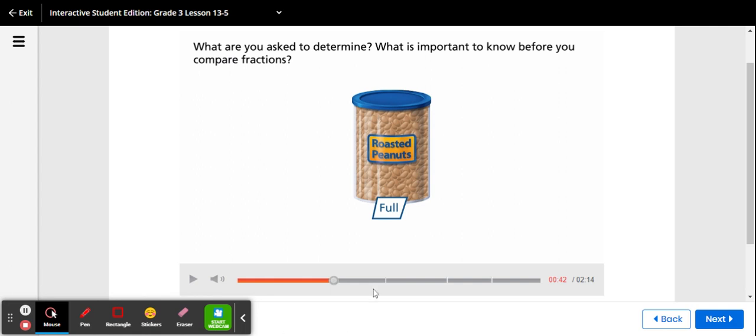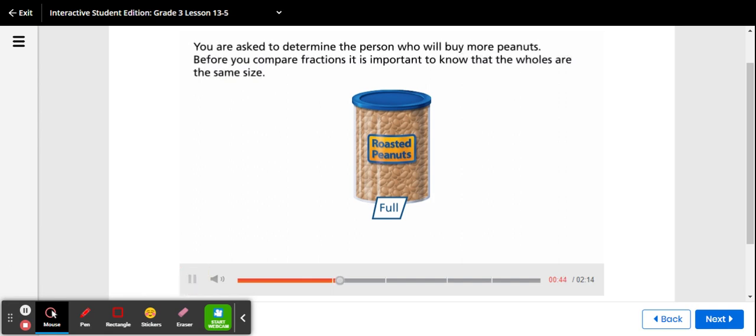So if we see right here, we see a picture of a container full of peanuts, and both of them were going to have a container that was full of peanuts. Again, they had to have the original wholes being the same, or it makes it hard for us to compare. There's not a way for us to compare without having real objects if our wholes are not the same. You are asked to determine the person who will buy more peanuts. Before you compare fractions, it is important to know that the wholes are the same size.